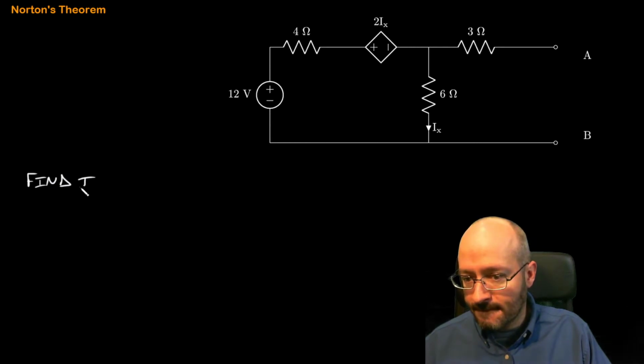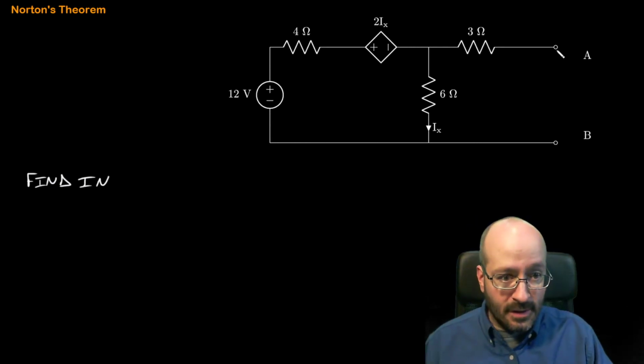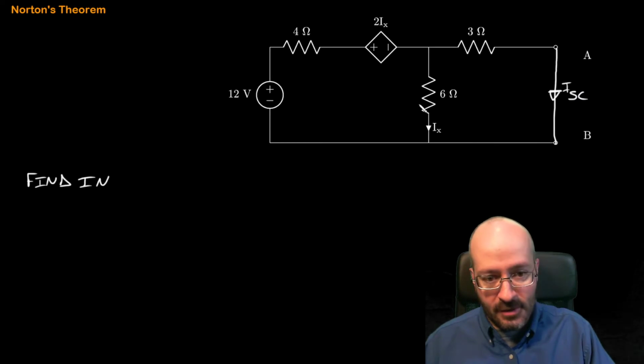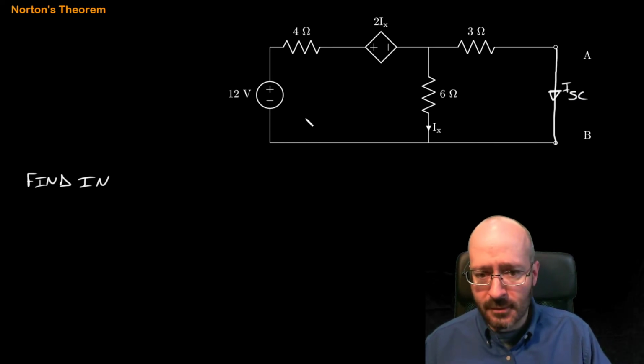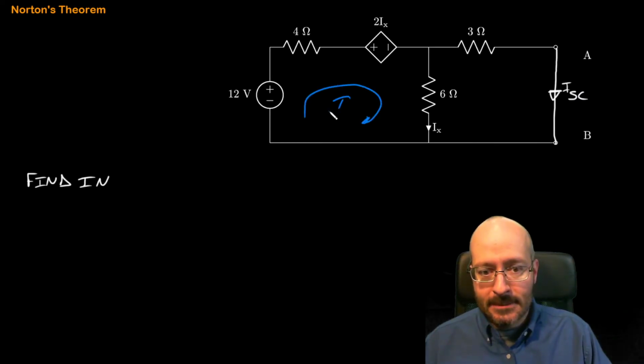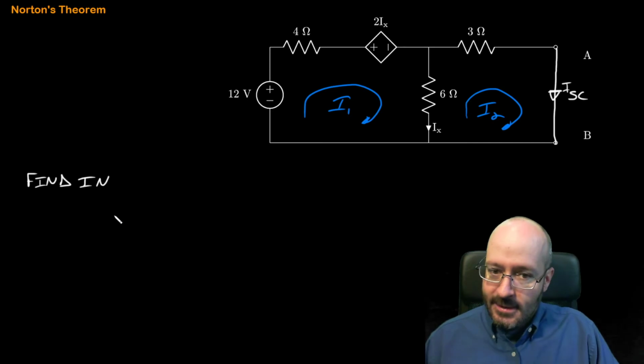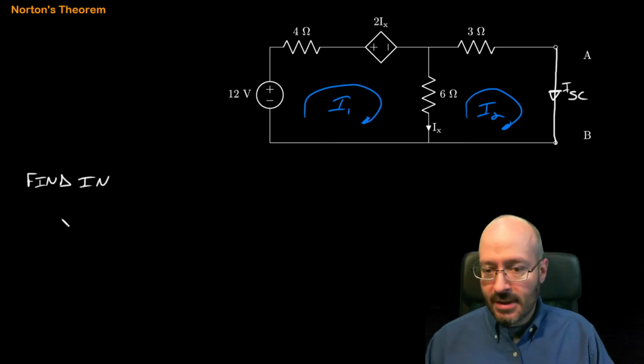Okay, so the first thing we're going to do is find I Norton. I Norton is I short circuit. So we're going to short circuit where the load would be and find the current there. I1, I2. And let's see, no current supplies.